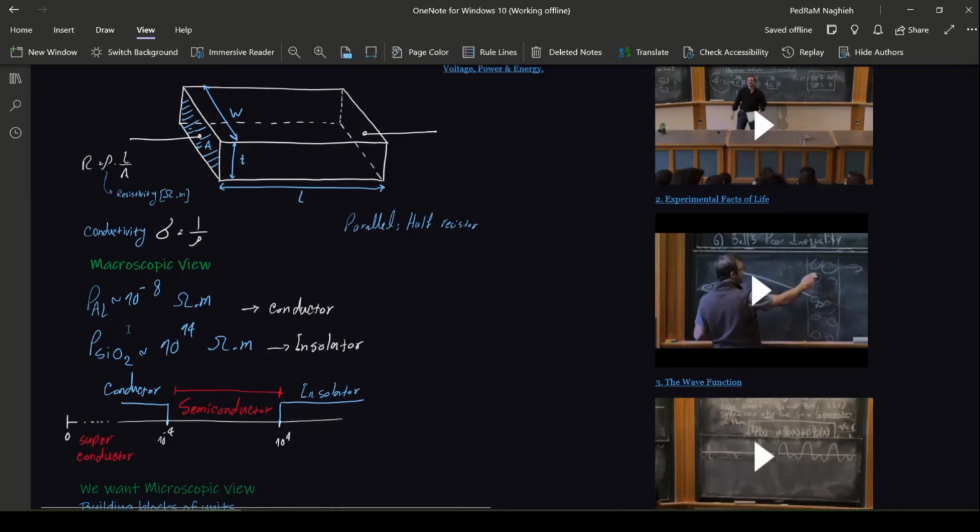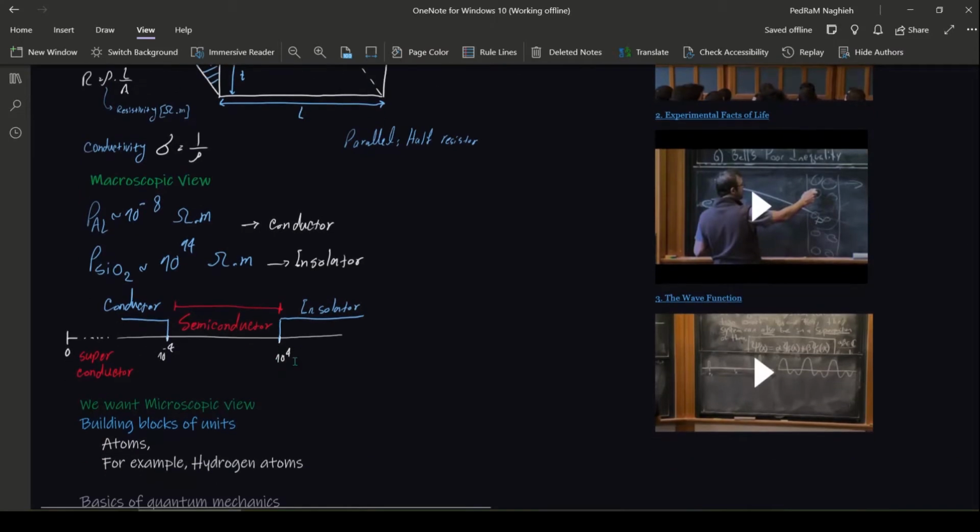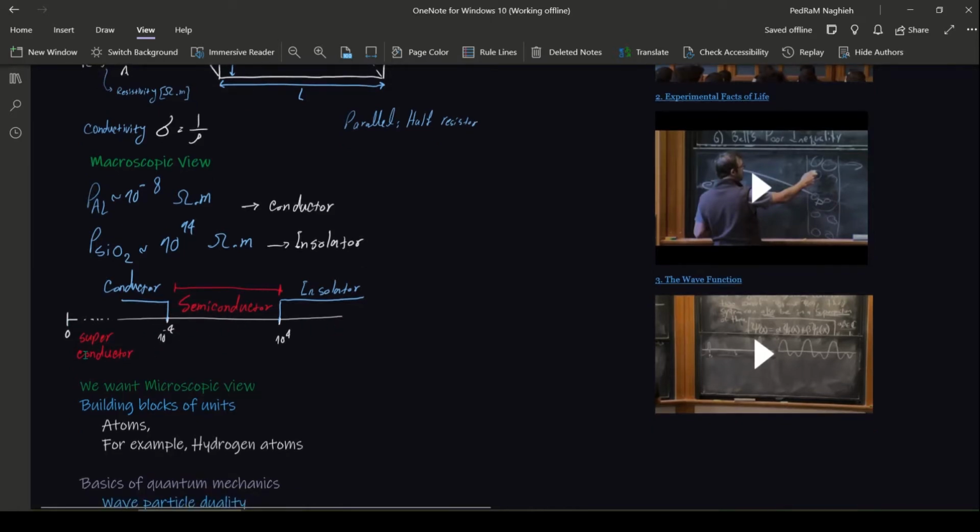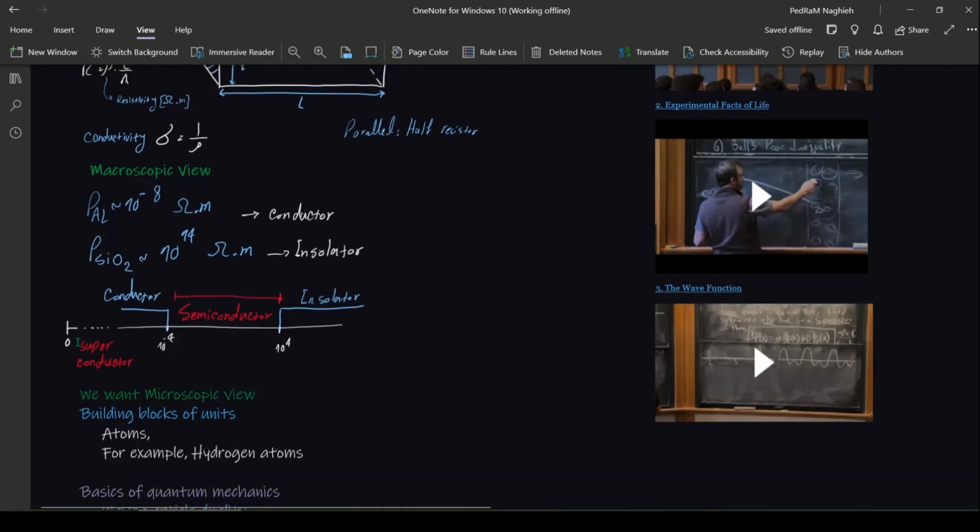For different materials, we have different values. If we consider which one is the conductor, which one is the insulator, and which one is the semiconductor, we have this graph here, and superconductors are here, but normally at room temperature we cannot achieve that. We should operate at temperatures near 0 degrees Kelvin.